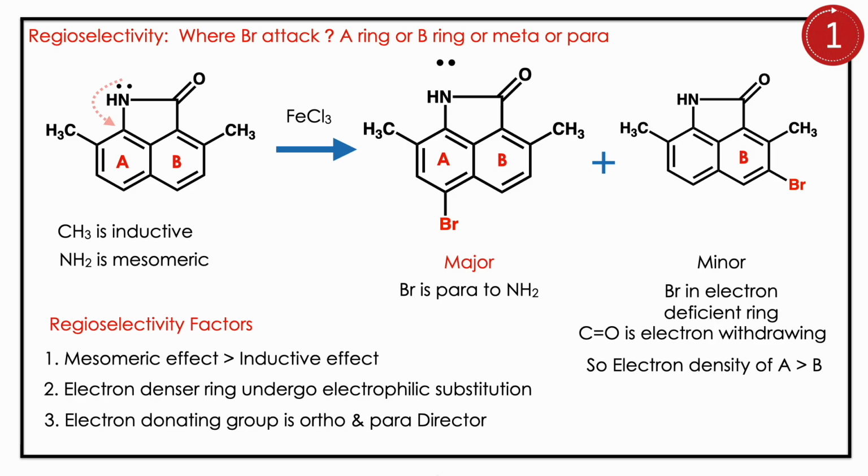The concept you have to learn here is regioselectivity can be promoted by the mesomeric effect as well as the ring electron density.